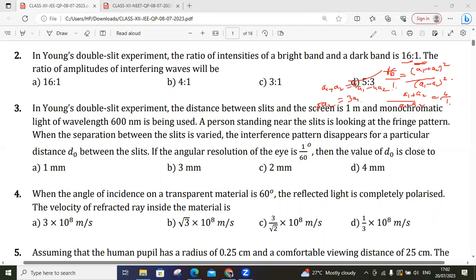Then the third question. In Young's double slit experiment, the distance between slits and screen is 1 meter. So this is your capital D. And monochromatic light of wavelength 600 nanometer, lambda. The person standing near the slits is looking at the fringe pattern. When the separation between the slits is varied, the interference pattern disappears for a particular distance d0 between the slits. If the angular resolution of the eye is 1/60 degree, then the value of d0 is close to.